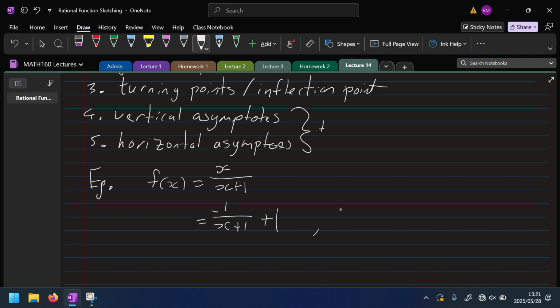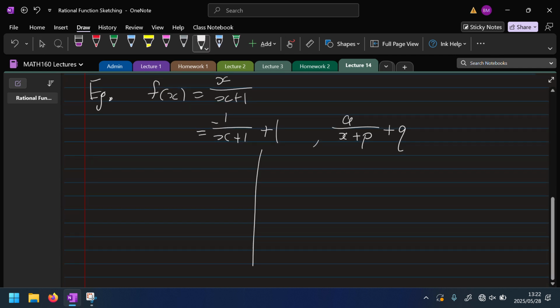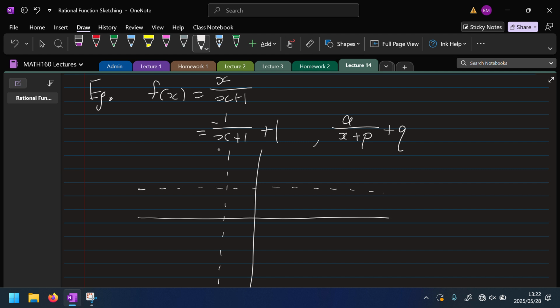This has the form a over x plus p, plus q. You should all remember that from high school. So what does this look like? We know we've got the vertical asymptote at -1 because of the p, and then the other asymptote q will be at 1. So it will be something like that. Then we just fill in the hyperbola. It will be something like this.